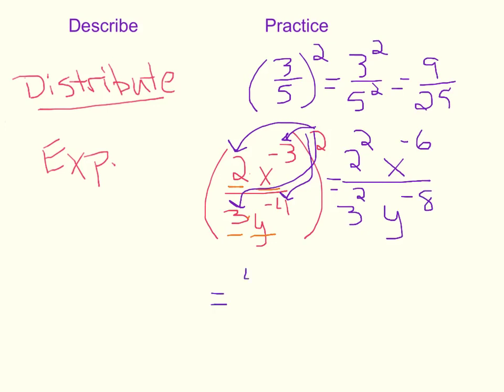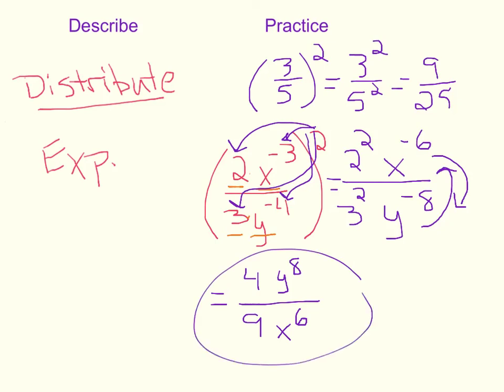So let's see, 2 squared is 4, and 3 squared is 9. And neither of those have a negative exponent, they're just coefficients by themselves. But this x to the power of negative 6, whenever you have that negative exponent in the numerator, send it to the denominator, make the exponent positive, and then vice versa with the y to the power of negative 8. It must go to the numerator and become positive.